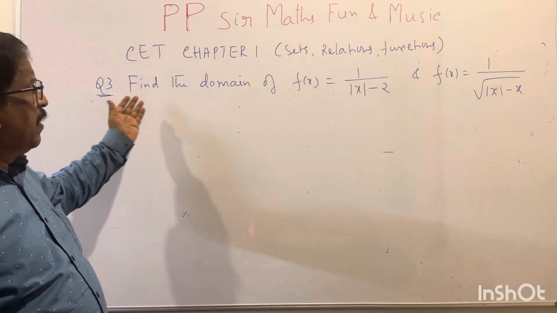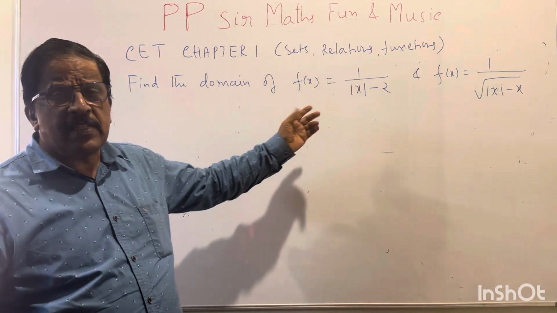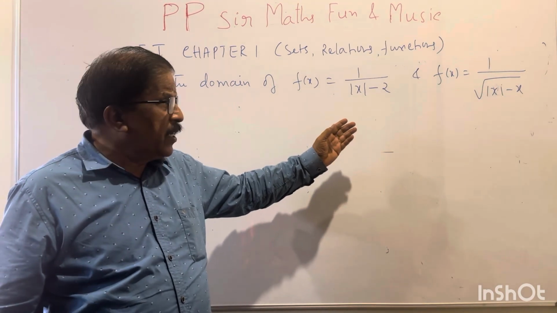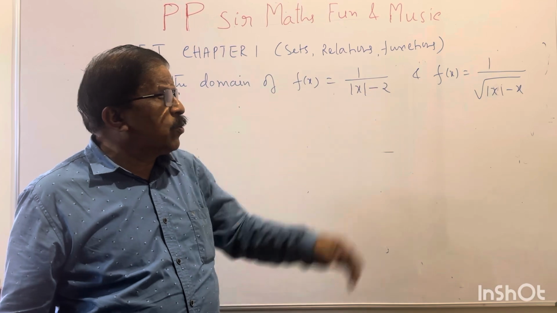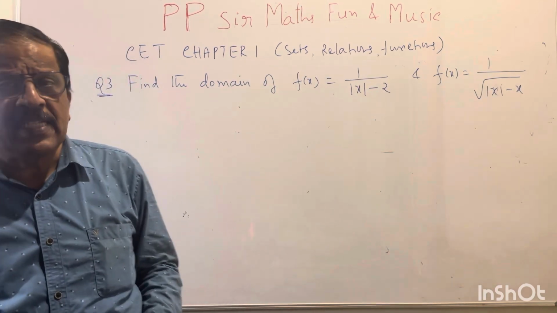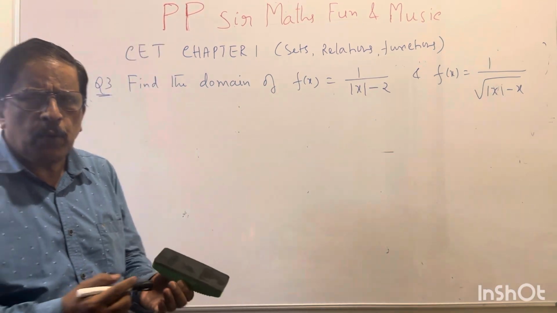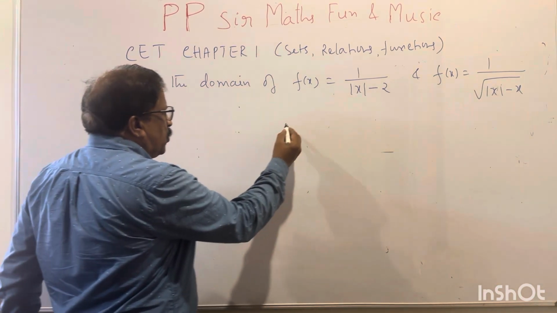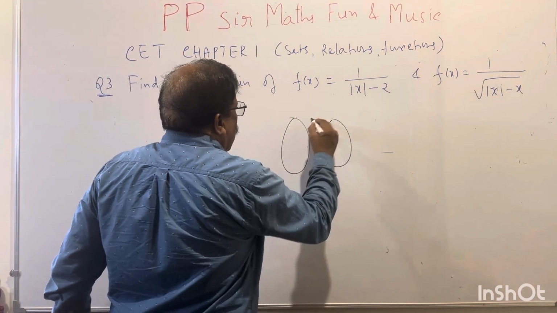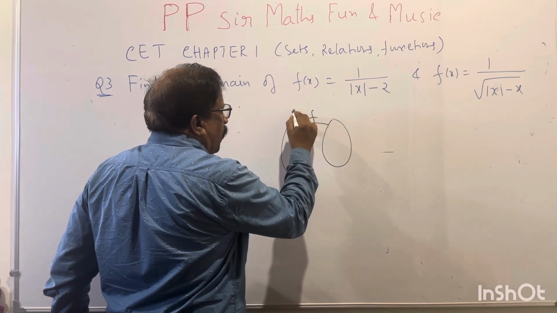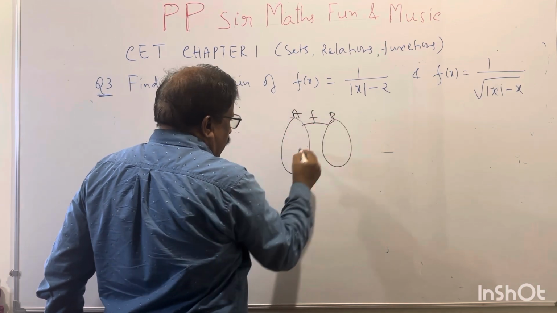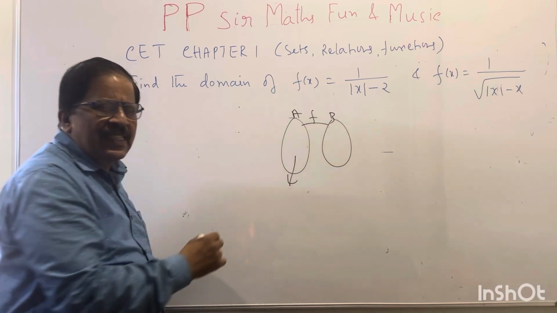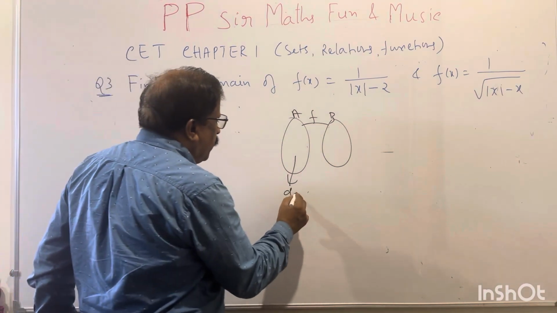Question number 3, find the domain of f of x is equal to 1 by mod x minus 2, and f of x is equal to 1 by square root of mod x minus x. I hope you know what is the meaning of the domain of the function. Suppose f is a mapping from A to B, then the set of all points in the set A is called the domain.